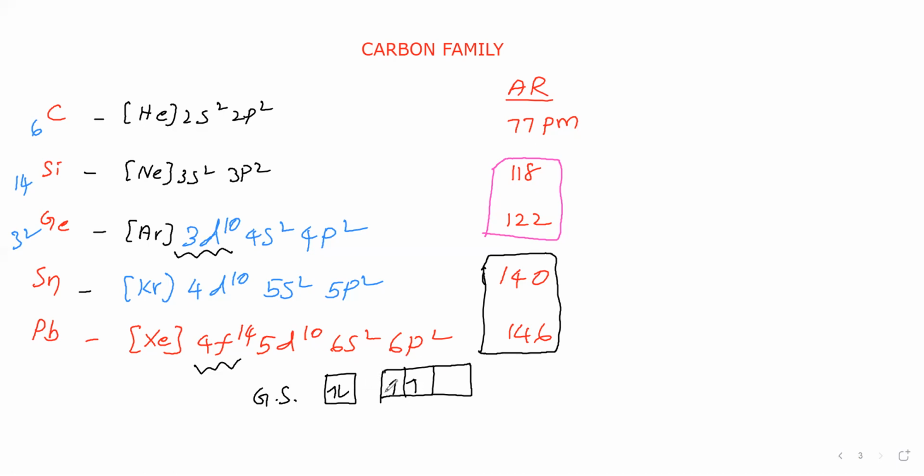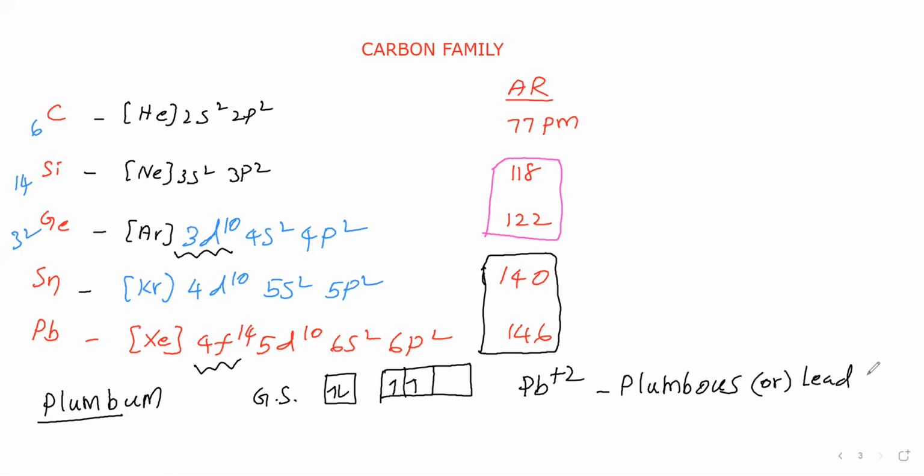When these 2 unpaired electrons are involved in chemical reaction, then lead can show +2 oxidation state. +2 is called plumbous. Lead is plumbum, the Latin word. From that you take plumb and you include OUS, plumbous. Or we can say another name, lead. Oxidation number you can write as Roman numeral 2, lead(II), like that also you can say.